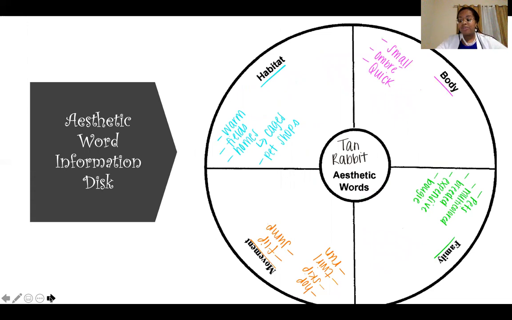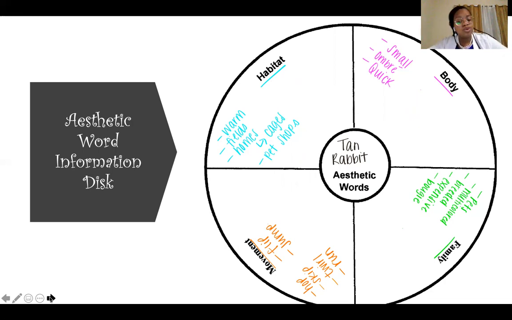My aesthetic word information disc is pretty much similar to that one. I just took the aesthetic words from it. So for habitat, I put warm, fields, homes, cages, and pet shops. For body, I put small, ombre, quick. For family, I put pets, multicolored, breeded, expensive, and bougie, because they are the bougie rabbit, because people pay a lot of money for them.